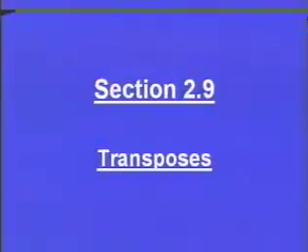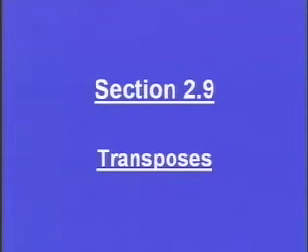This is section 2.9 in Math 1114. This section is about matrix transposes. We're going to be finding the transpose of a matrix. It's a funny little exponent that looks like a T, and we'll do some things with it besides just finding it, of course. We'll see some properties.